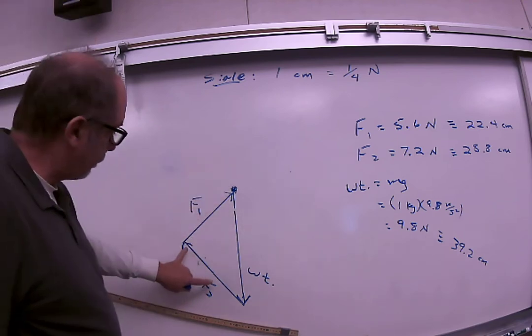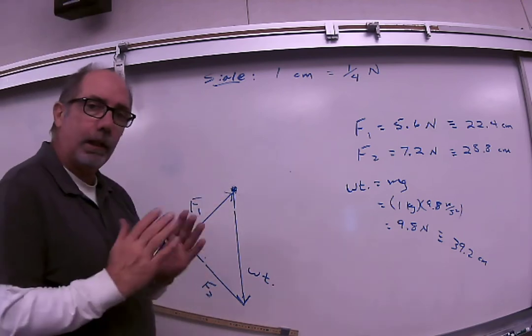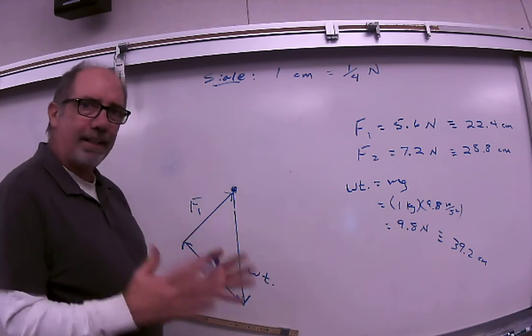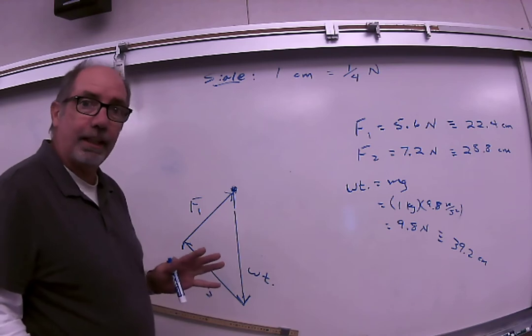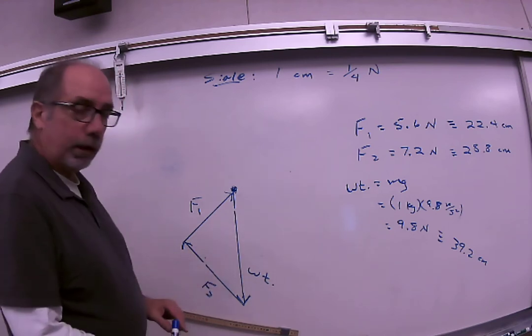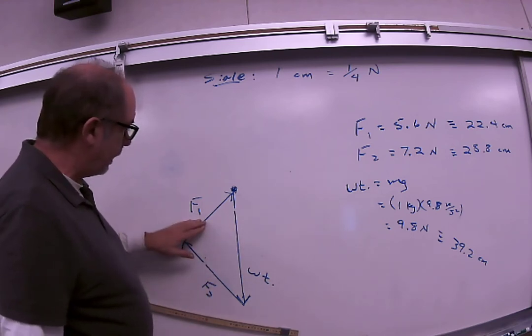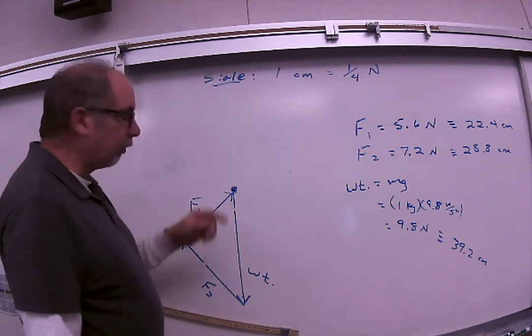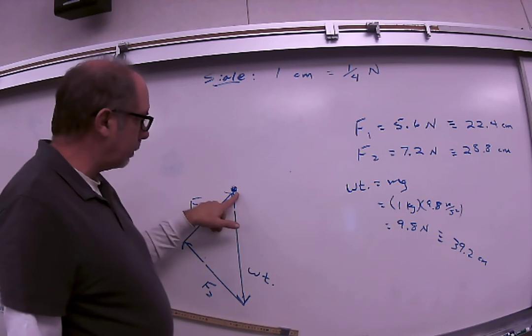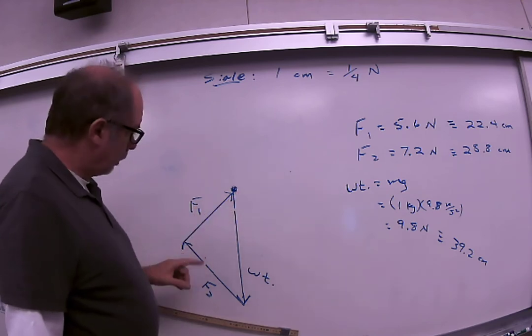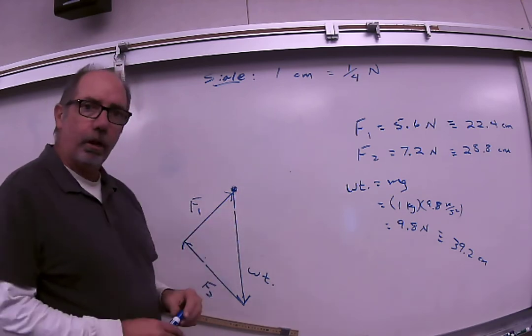Okay, so this indicates equilibrium, and equilibrium is where the overall force, the net force, is zero. We know it was zero because nothing moved, nothing accelerated. So equilibrium is when these force vectors add to give you an overall force of zero. We ended right back at the starting point. So these add vectorially to zero.